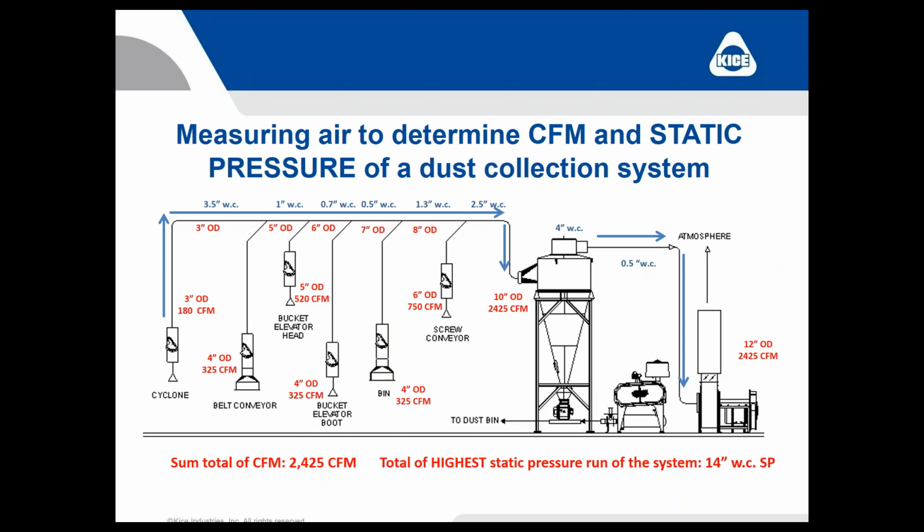I've got 1, 2, 3, 4, 5, 6 different pickups: cyclone, belt conveyor, bucket elevator head, bucket elevator foot, boot, a bin, and a screw conveyor. Each one of those has a line size coming off of it, or the equipment is known to have this much needed CFM. And then in blue, that is the static pressure.